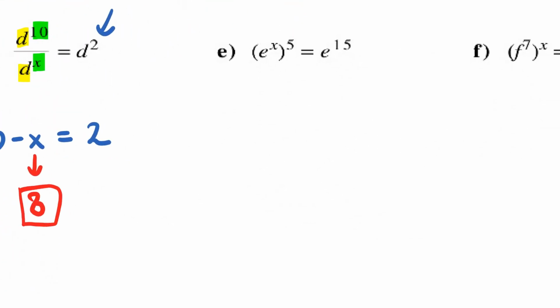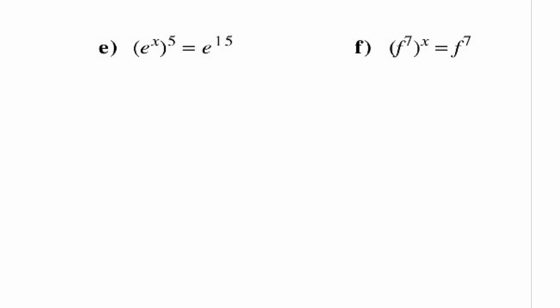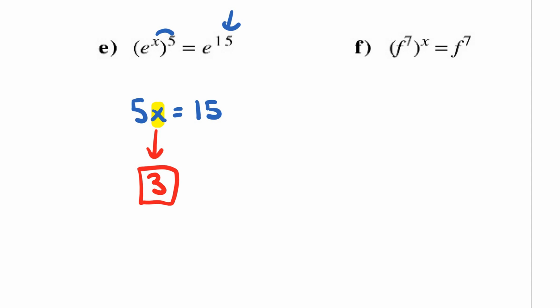Okay, let's move on to letter E. Using the power to power law, if you multiply, 5 times x equals this power over there, which is 15. So think about this, 5 times what will give you 15? Well, that means x has to be a 3, right? So 5 times 3 gives you 15.